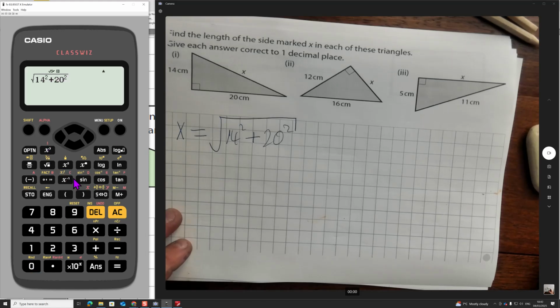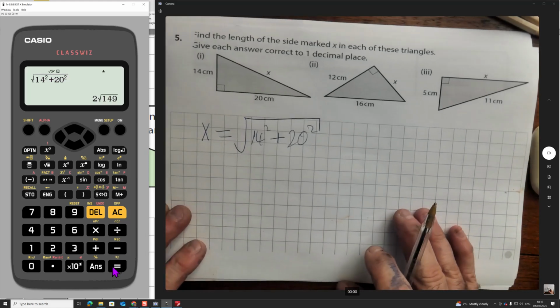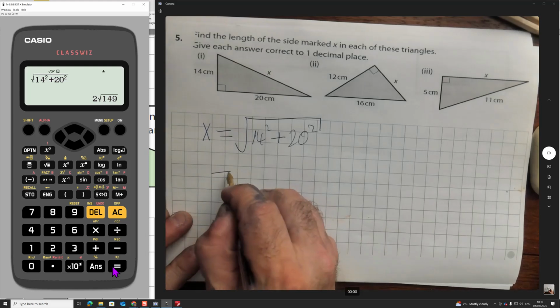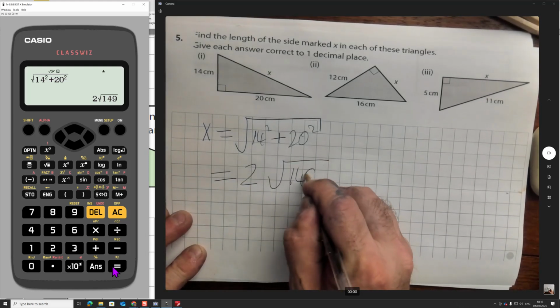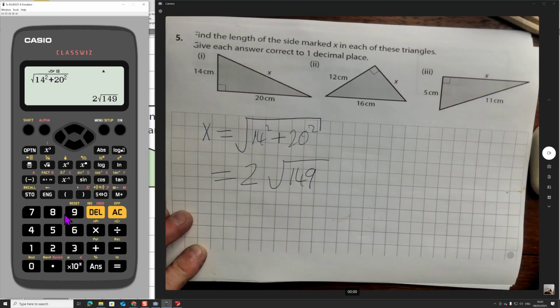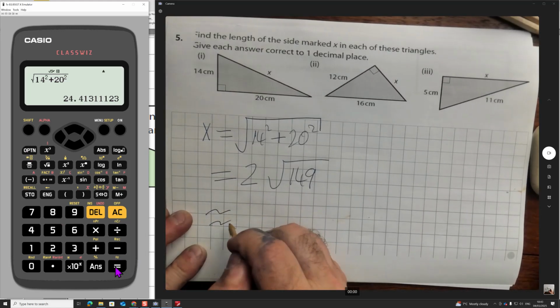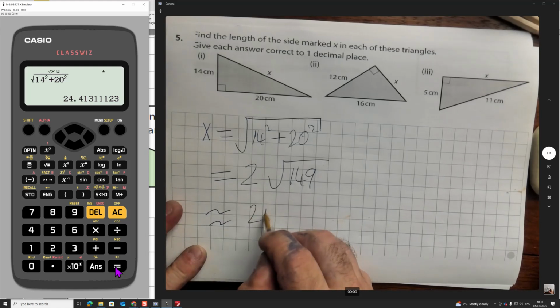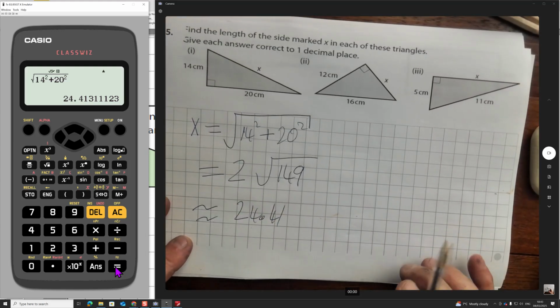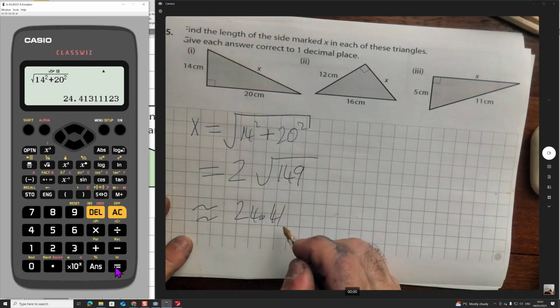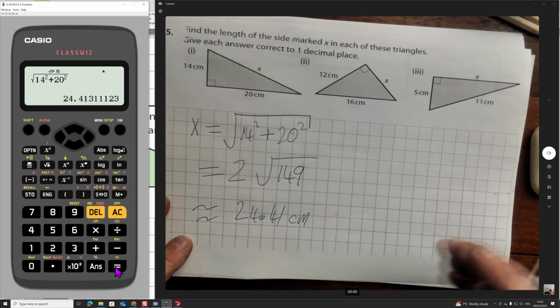Okay, we'll do an equals to see it in surd or radical form. That's an exact value, and then we'll do shift equals to see it in approximate form, and that's 24.41 if I give it to 2 decimal places. Can't move on until I use the unit. The unit is centimeter.